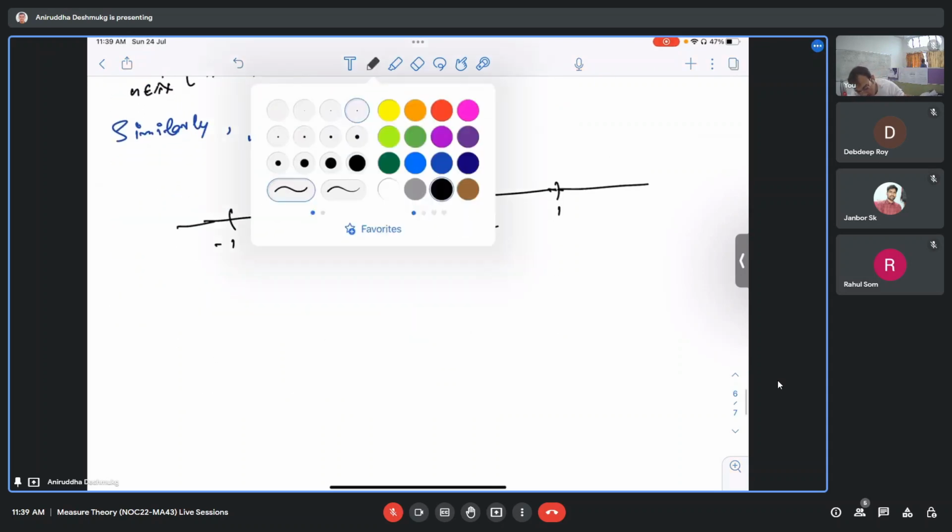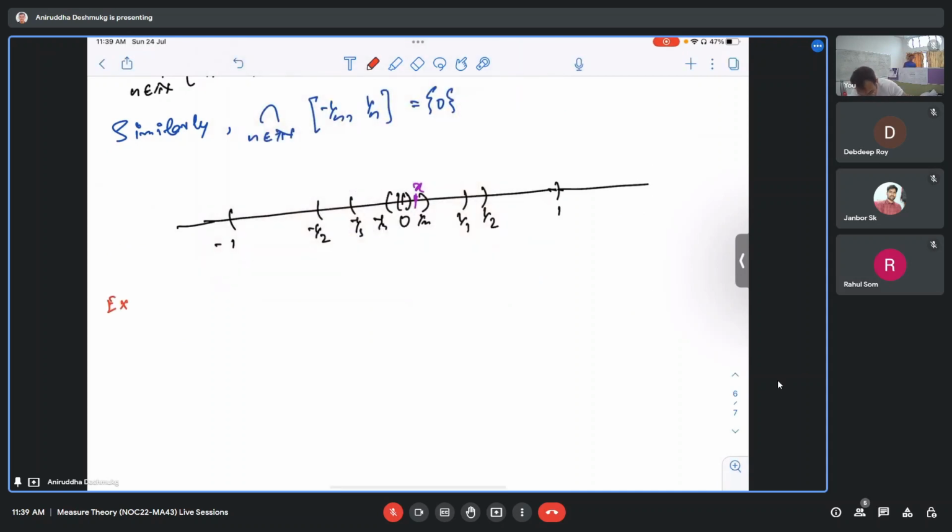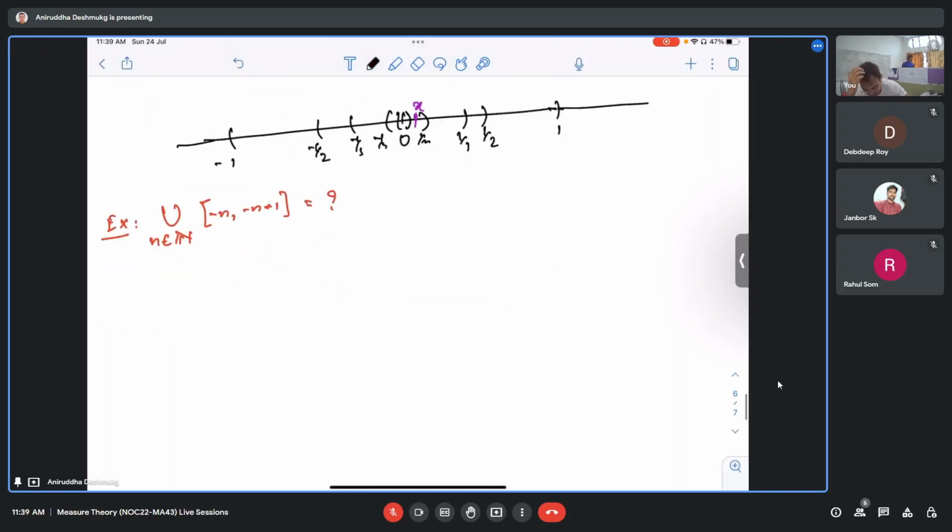Now, okay, so this was about infinite intersections. What about infinite unions? So let us try to see what this union is. Let me take closed intervals from minus n to minus n plus 1. Okay, so let us try to draw a diagram first and see what is happening.